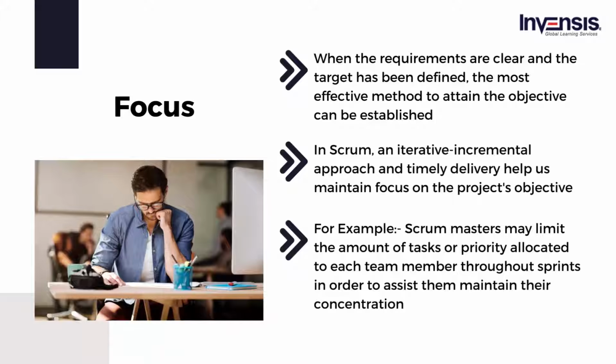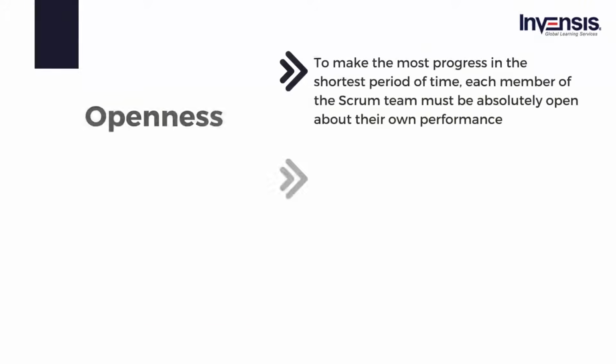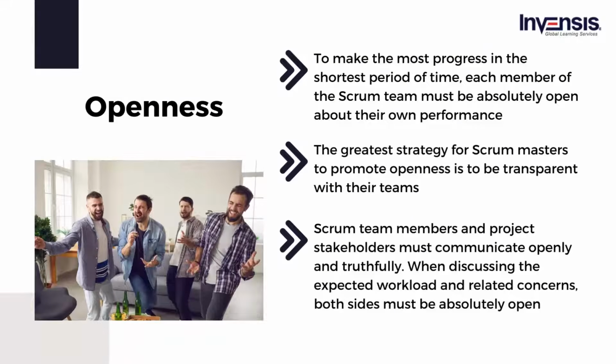For example, Scrum Masters may limit the amount of tasks or priority allocated to each team member throughout sprints in order to assist them maintain their concentration. In addition, encouraging the participation of the whole team in the daily Scrum meeting may help employees remain focused on their allocated roles. The daily Scrum allows participants to collaborate on the immediate daily activities necessary to make the maximum progress toward the sprint goal. Product objectives give emphasis during sprints and aid in defining and sustaining the team's direction of work. This was about focus. Now, we will discuss our next Scrum value, openness.